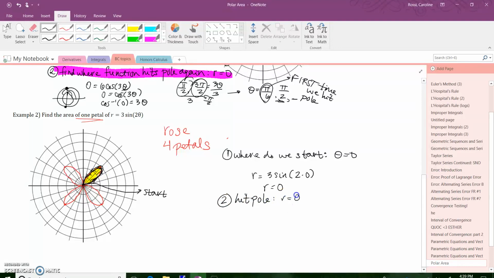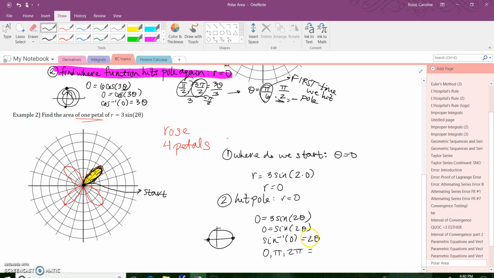So we want to hit the pole in the middle. I'm going to let r equal 0, because right here the radius is 0. So 0 equals 3 sine of 2 theta. Let's solve for theta and see what happens. Divide by 3. I'm going to need to take the sine inverse to undo sine on the right-hand side. All right, where is sine 0? Here and here.